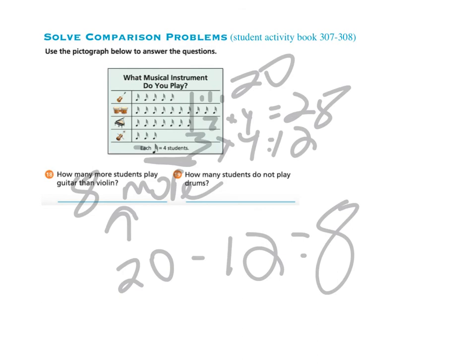So make sure you spend some time in IXL. It's good in that you get to see a lot of these kinds of graphs, bar graphs, pictographs. All right, good luck.